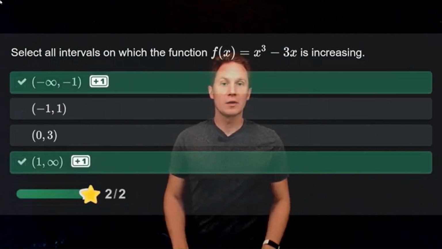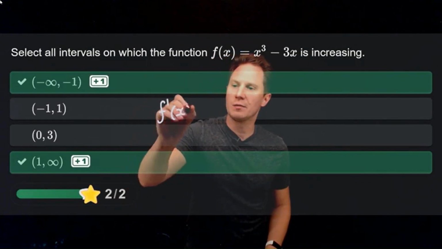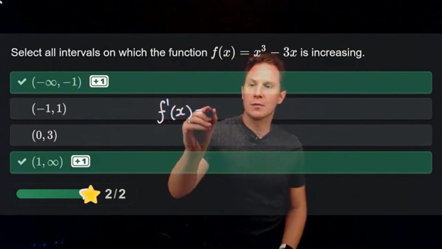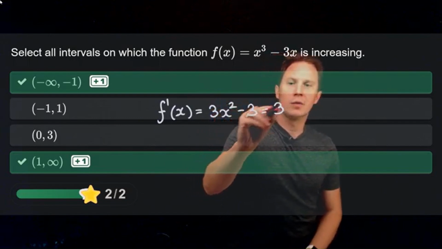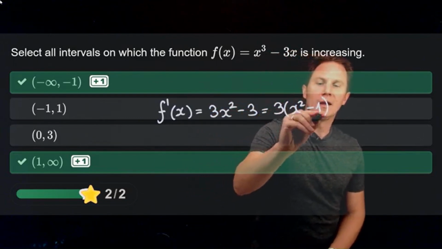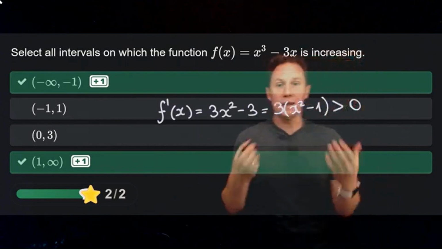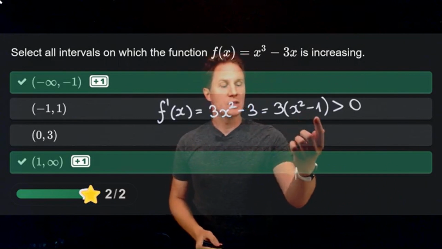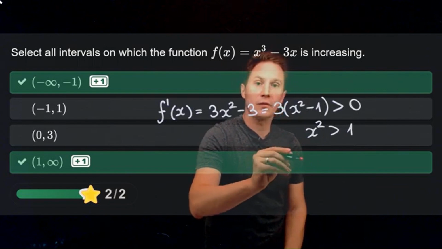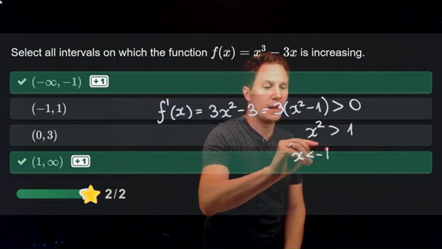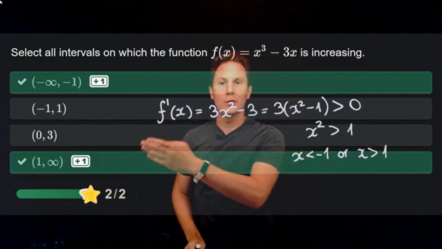So to find where the function is increasing, we apply the increasing-decreasing test, for which we need the first derivative of the function. So this function has the first derivative that is 3 times x squared minus 3, or 3 times x squared minus 1. And so this first derivative is positive and the function is increasing if x squared is greater than 1. And that happens if and only if x is less than negative 1 or x is greater than 1. So these are those two intervals.